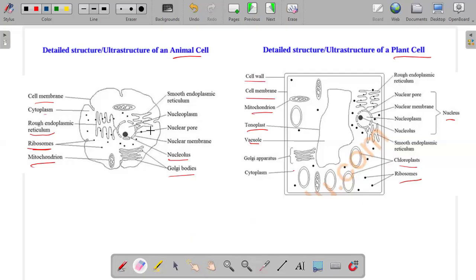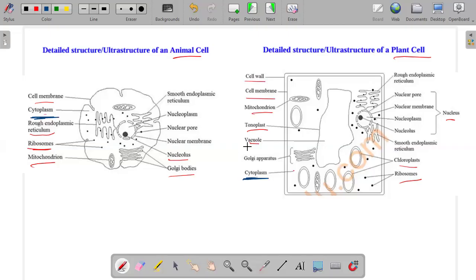The next one we'll look at is the cytoplasm. The cytoplasm is in both the animal cell and the plant cell. What is the function of this cytoplasm? The cytoplasm is a jelly-like fluid made of water and dissolved substances, such as proteins, salts, and sugars. This is what makes up the cytoplasm.